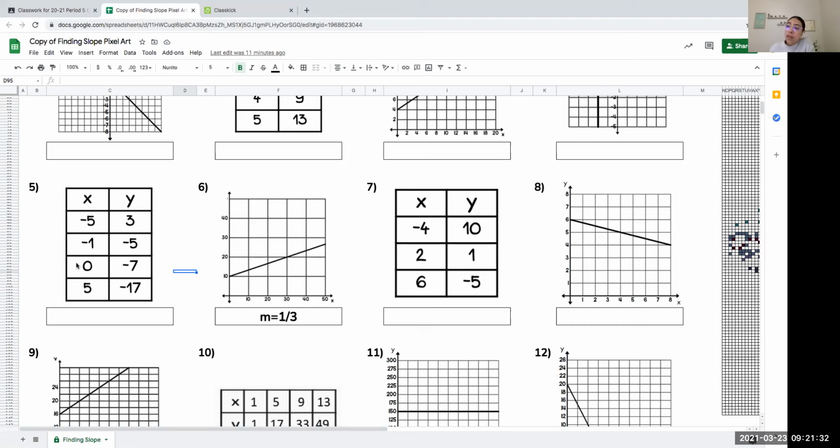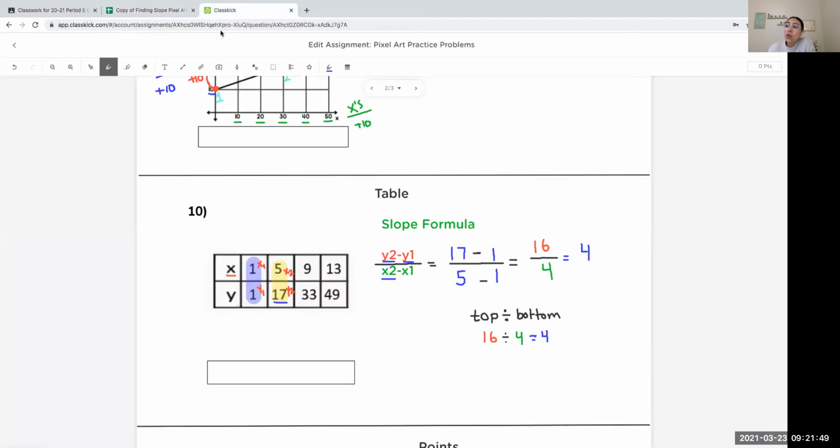Why would I pick 0? Because again, it's easy to subtract or add by 0. And then I would most likely pick this -1 and -5. Why? Because again, that's just the 1 and it might be really easy to work with ones. So do you always have to pick the first 2 pairs? No. You don't have to pick the first 2 pairs.